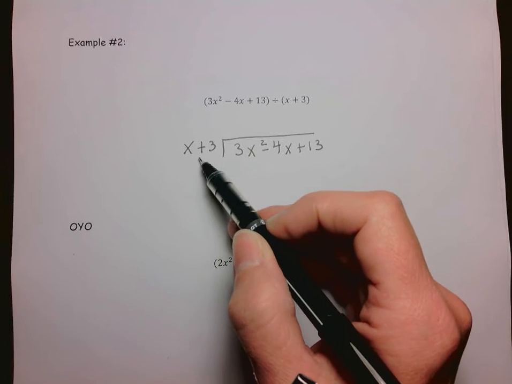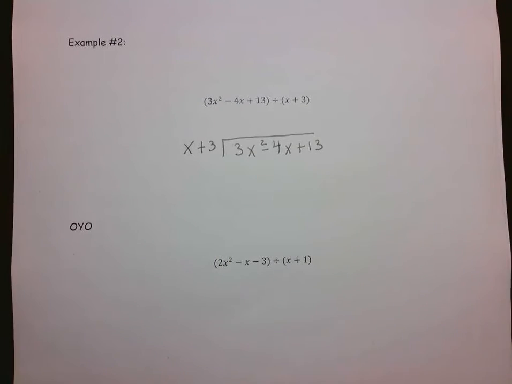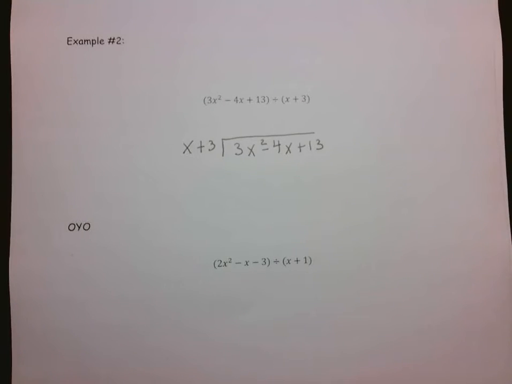Both the x plus 3 and this trinomial in here must be in standard form. Both the divisor and the dividend must be in standard form. So if they're not, you need to rewrite them so they're in standard form. Otherwise, this process will not work.